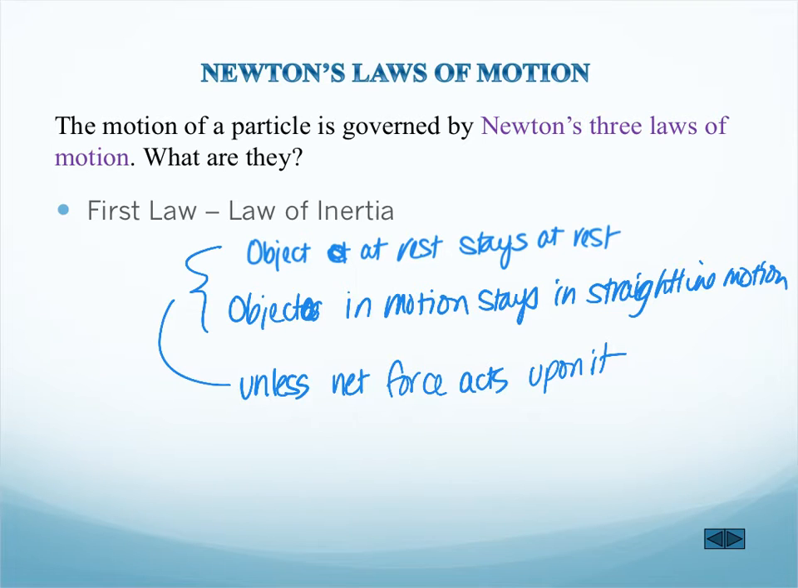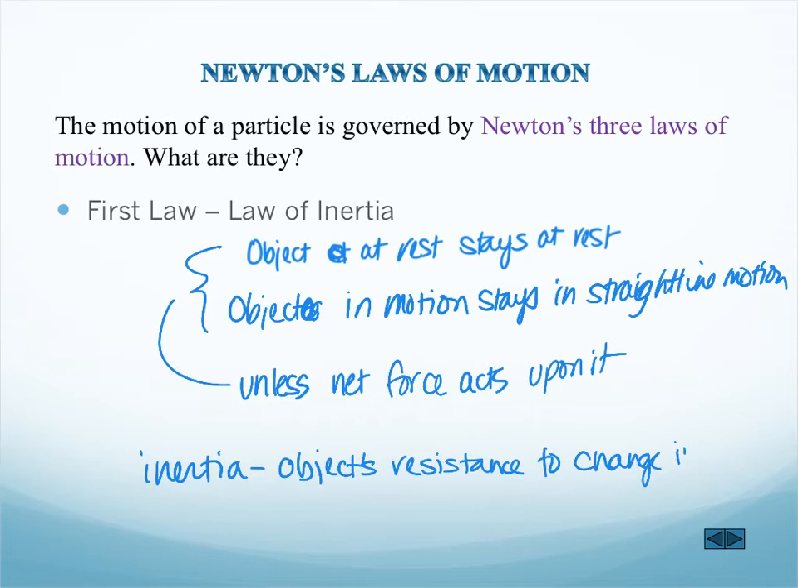So we call it the law of inertia because inertia refers to an object's resistance to a change in its motion. And it's quantified by the mass. The mass is how we quantify the inertia of an object. All right, so that's just a review.